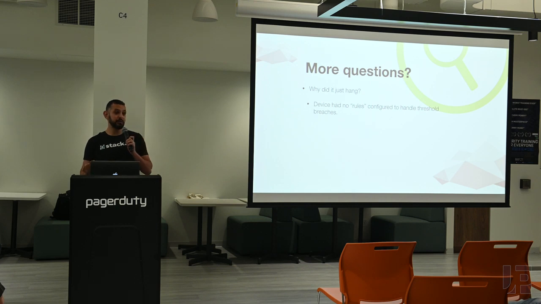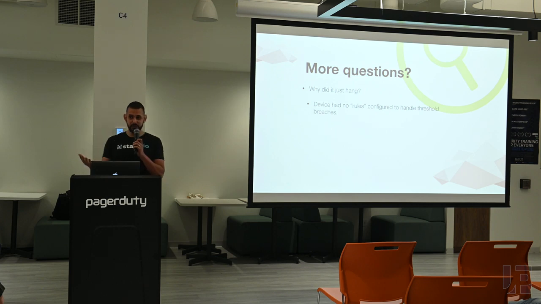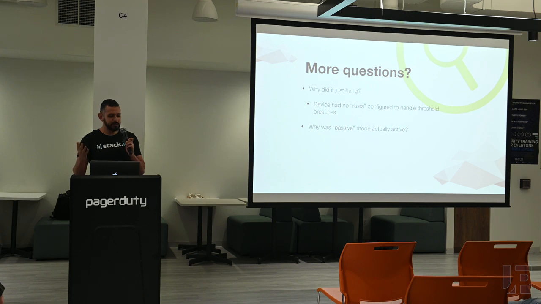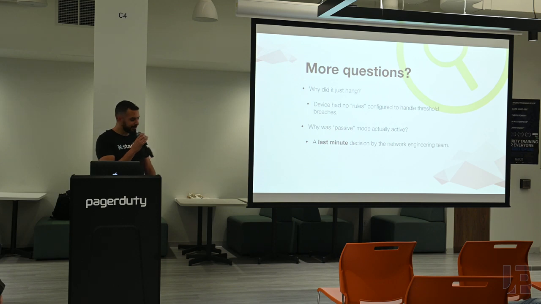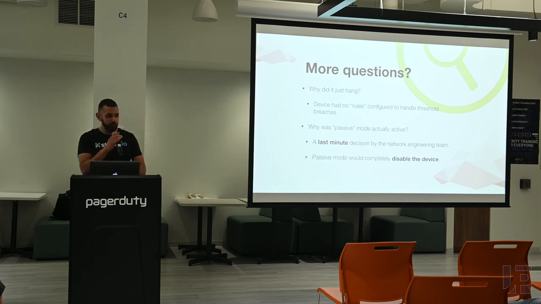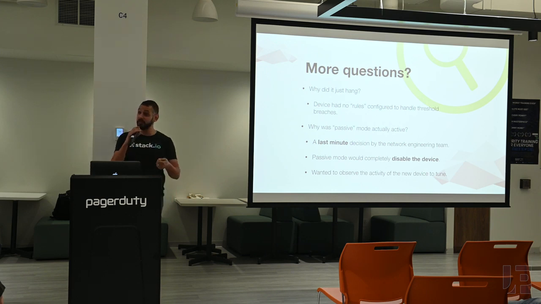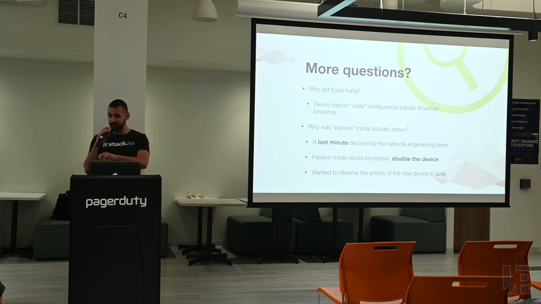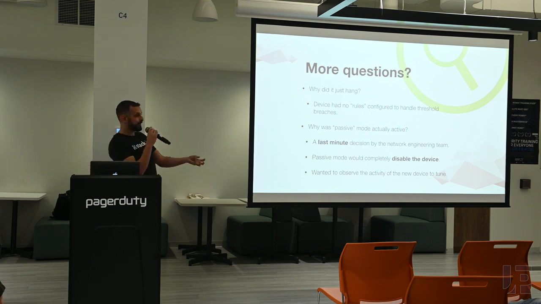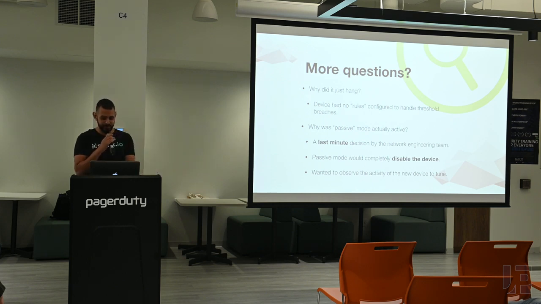Well, this device was brand new, and it didn't have any rules configured to handle these threshold breaches. And by default, when it crosses the threshold without any rules, it just holds onto the connection indefinitely. Okay, so why was passive mode actually active mode? Well, it was a last-minute decision by the network engineering team. You see, passive mode would completely disable the device, so they wouldn't get anything, not even logs, to figure out how to tune it. They actually wanted to observe what the activity looked like to be able to tune it accordingly, which sounds kind of reasonable, except for the fact that they did it last minute, didn't inform anybody, and turned this into an outage.